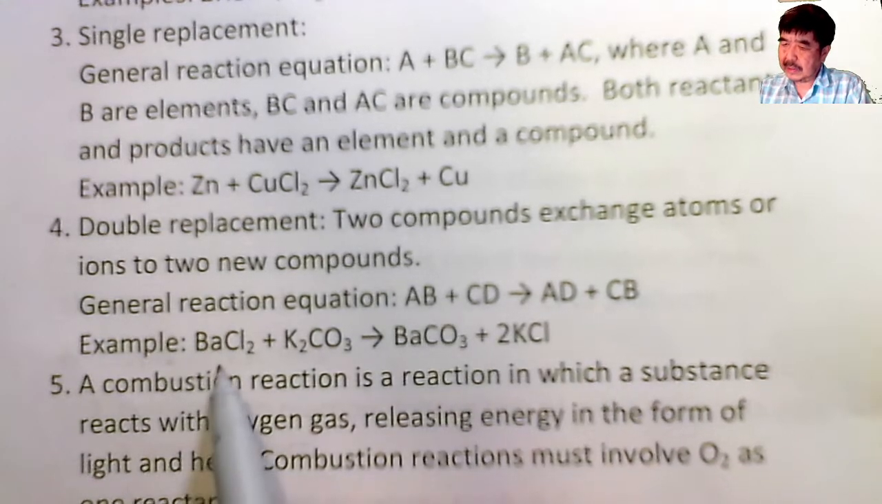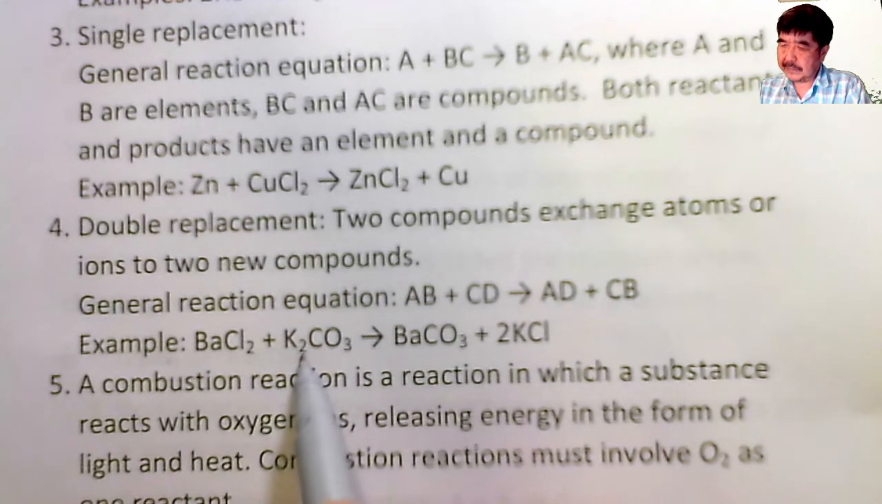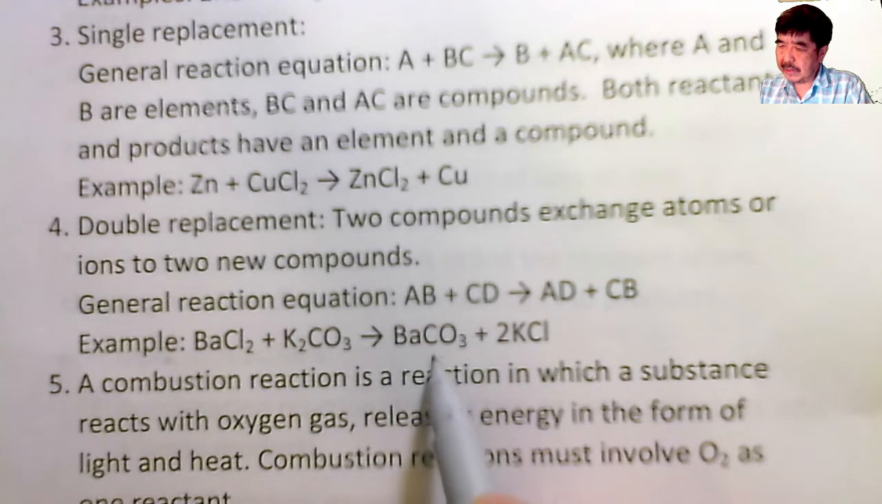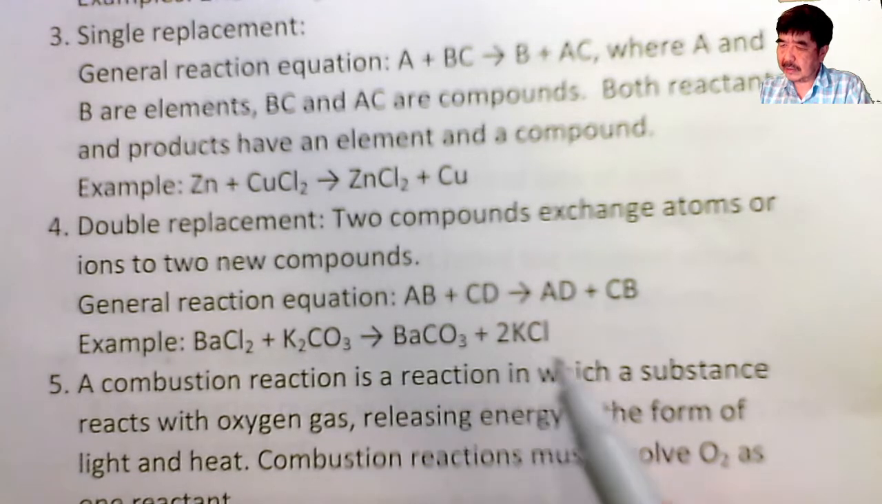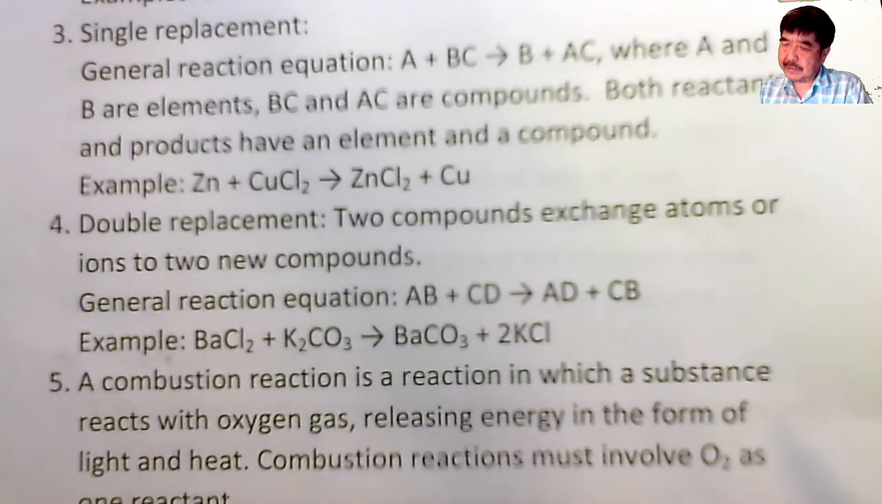Okay, the example is here: barium chloride and potassium carbonate. Then after this double replacement, we get barium carbonate plus potassium chloride. All right, this is the double replacement.